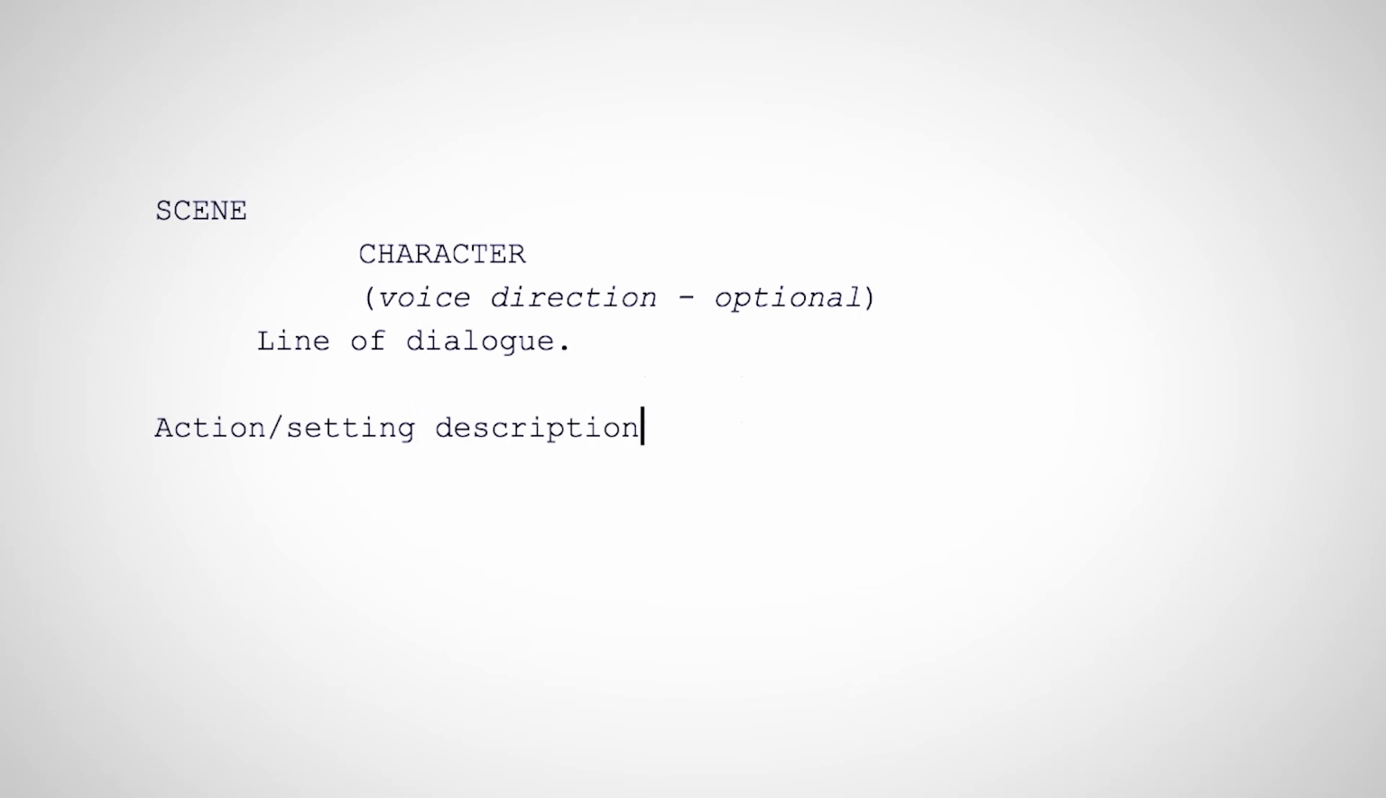Also, underneath the person's name, if you press tab twice, you can write something in brackets, like how they're saying it. You know, if they're whispering, or they're shouting, or they're lying. After the line of dialogue, press enter again, and then you can write down what action they are performing, or a description of the setting, or a camera direction.